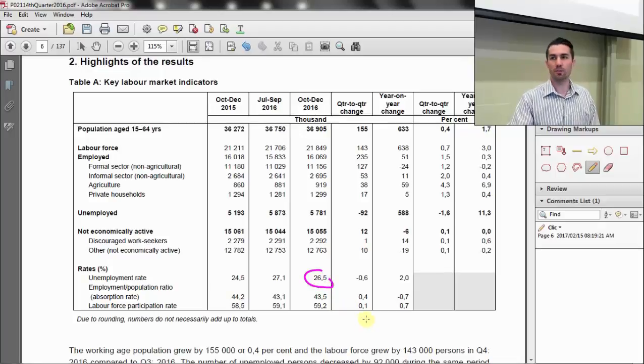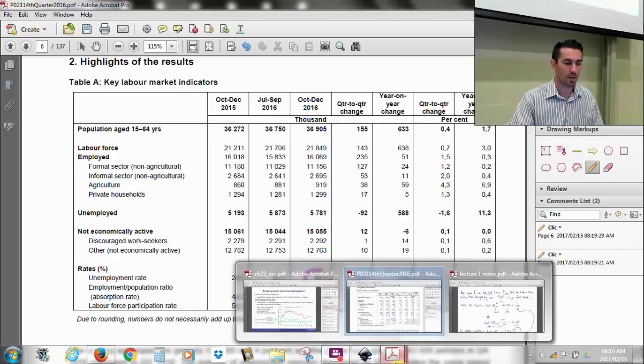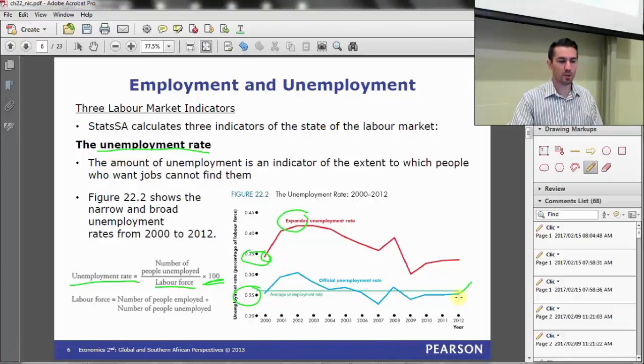Nearly 27%. Okay, so 26.5% is slightly better than 27.1%. So you'll probably hear on the news today, assuming you listen to the news, that the unemployment rate has gone down. So everyone's excited. Yeah, I'm not so sure that that's anything worth getting excited about. Since 2012, our unemployment has gone up a bit.